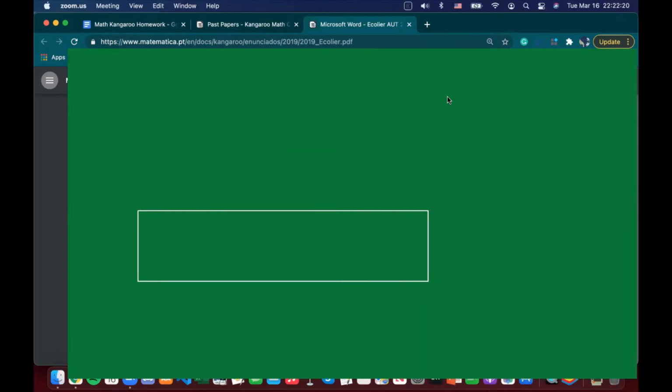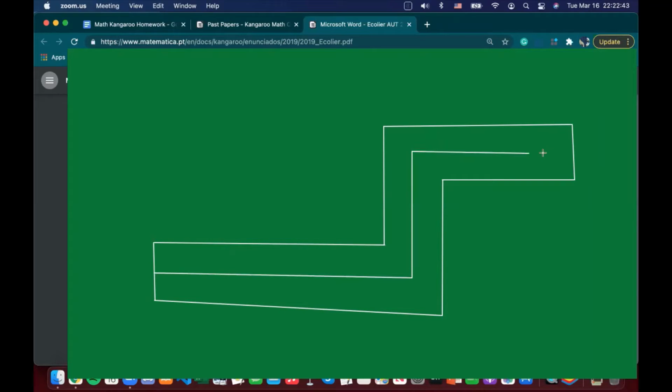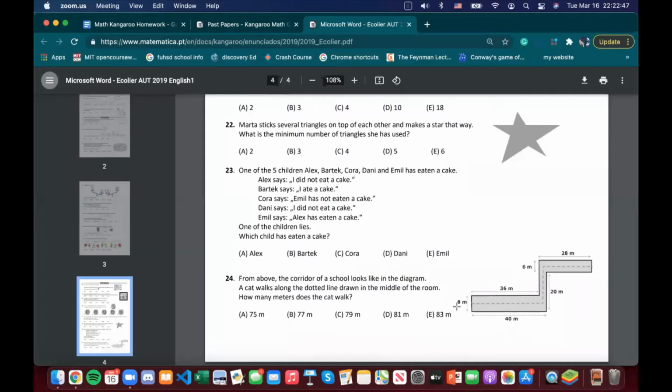Actually, let me clear it. We'll draw it with lines. So we have this, this. And then we start at the end. We go to here, go to here, and go to here. Now I just need the measurements. So 8, 36, 40, 26, 28.